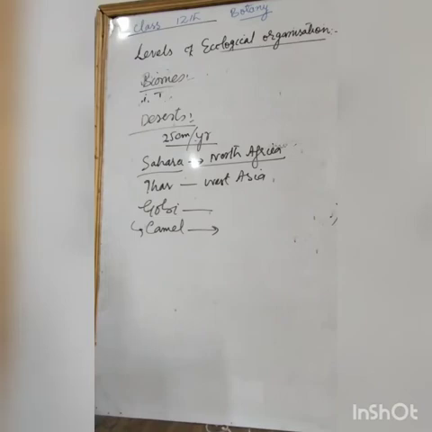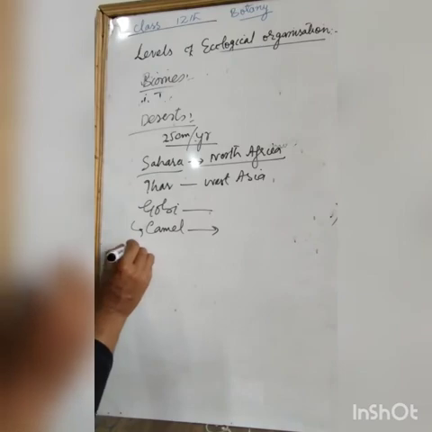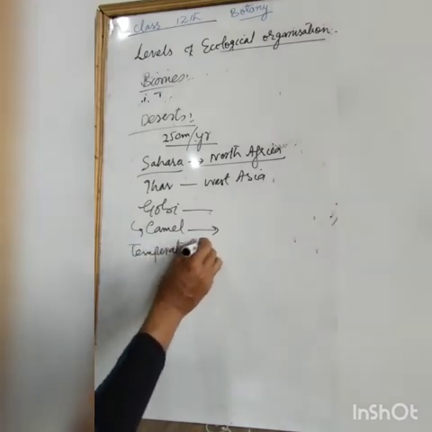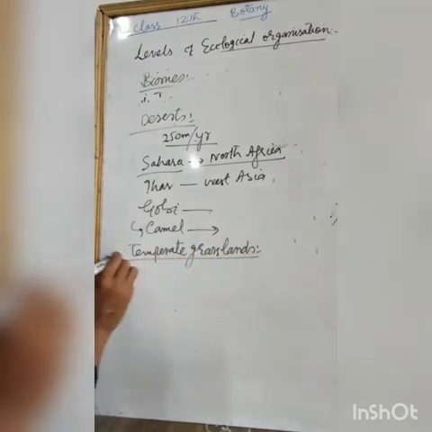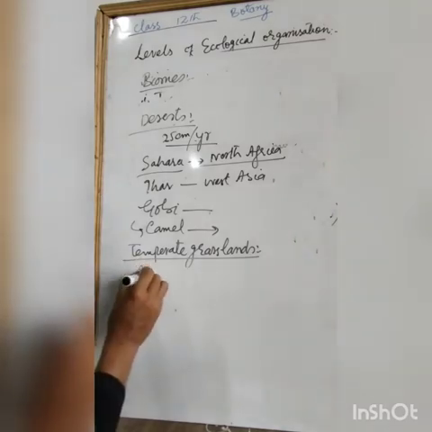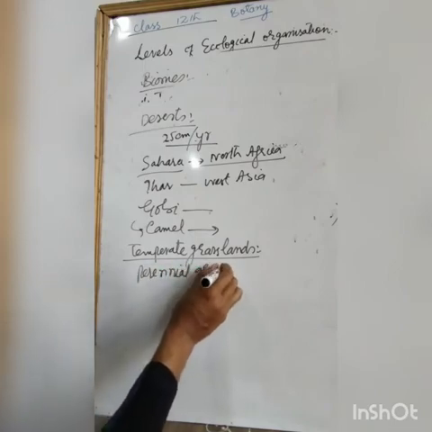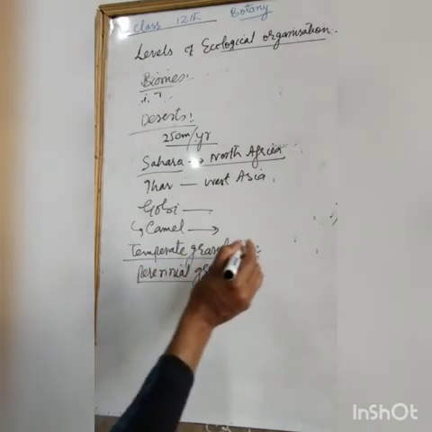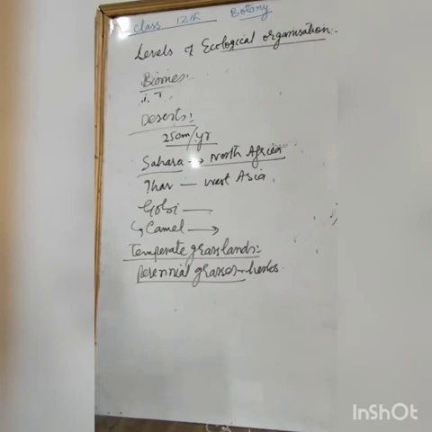And there is another, that is temperate grasslands. There is somewhat greater amount of rainfall as compared to the deserts, but lesser than the savannas. And they occur at higher latitudes than savannas, and they are characterized by perennial grasses and herbs and grazing mammals.